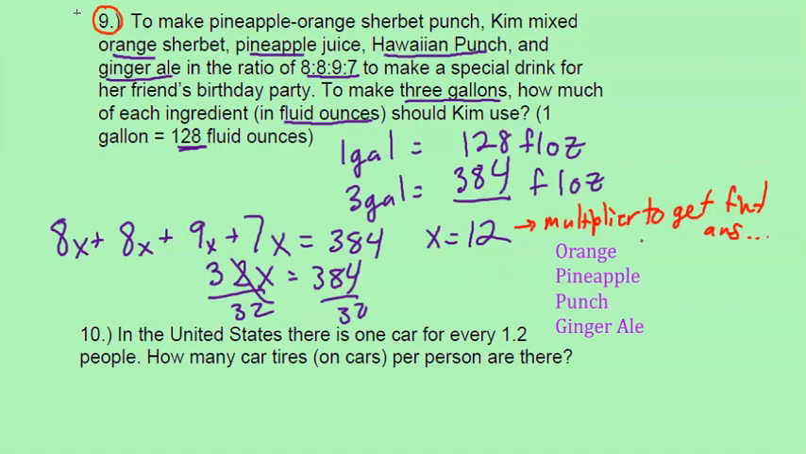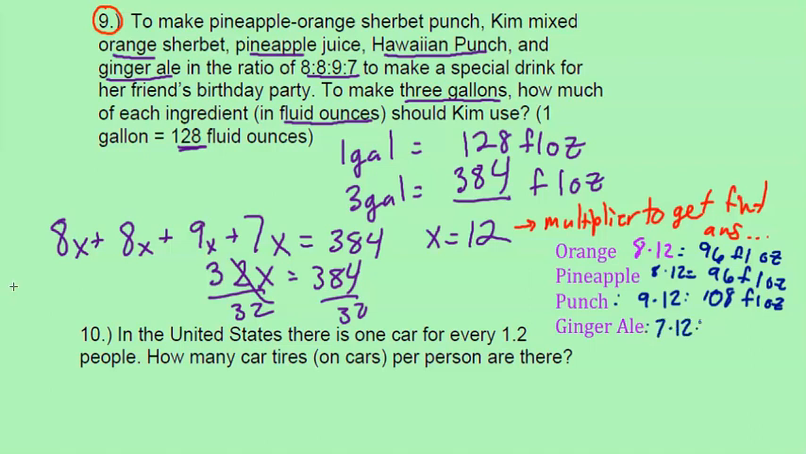So the orange would be 8 times 12, which would give you 96 fluid ounces. Pineapple, we have 8 times 12 again, so 96 fluid ounces. The punch is going to be 9 times 12, so 108 fluid ounces. And then the ginger ale, we have 7 times 12, which is 84 fluid ounces. So those are your answers.